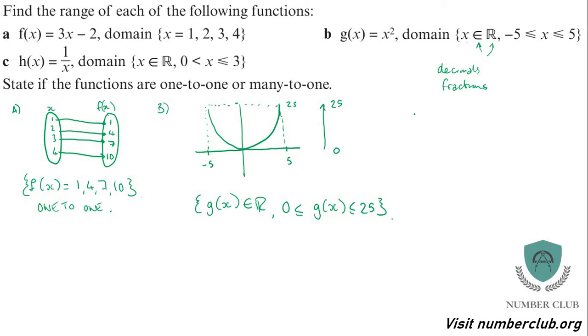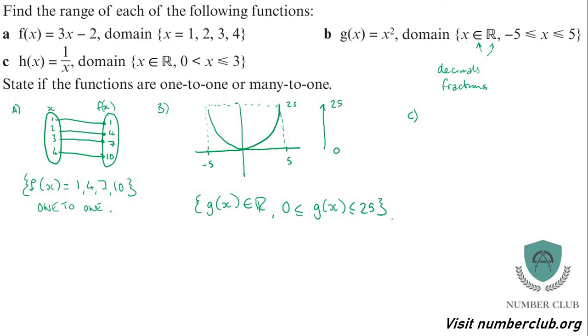Okay, now part C. Now part C you'll recognise from the previous slide. This is a reciprocal graph, and we said that that wasn't a function. Now take a good look at it. We've got h of x equals 1 over x with the domain where x exists within the real numbers, so it can be decimal. But it's from 0 up to 3, but it can't be 0.